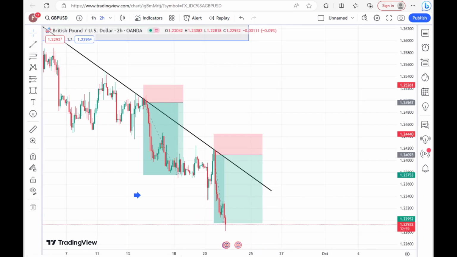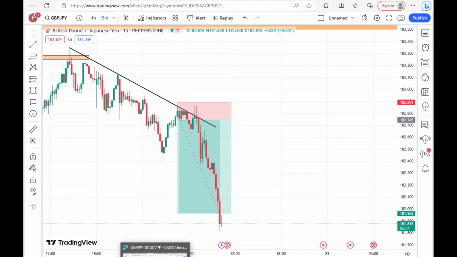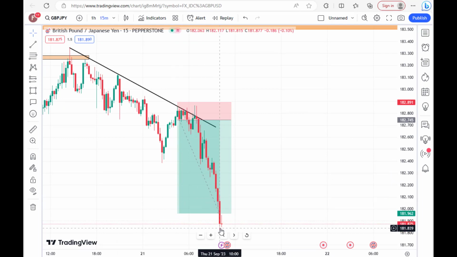Guys, I'm going to be sharing with you live trades. This is the trade we took earlier this morning, and as you can see, price is already moving right down, more than you can ever imagine. So this is a very wonderful strategy.